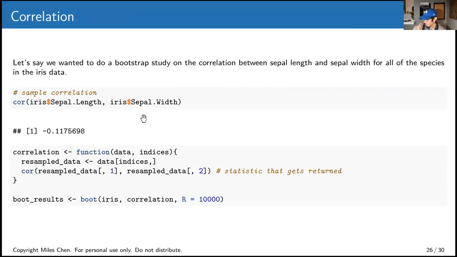But anyway, here, if we just take everything and throw it all into the same population, and ask what kind of values can we get, we get a correlation of -0.117. We're going to resample our data by subsetting the data with random indices, take column one and column two, and get the correlation between column one and column two. We'll do it on the iris data, 10,000 replicates, boot results.